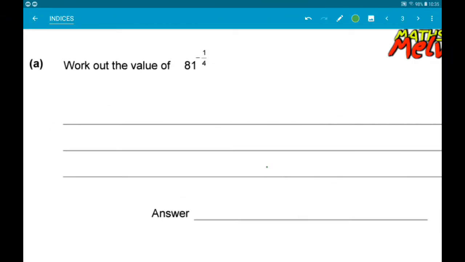Okay, second page, work out the value of 81 to the power of minus 1/4. Okay, so again, let's take care of the negative part first. So this means 1 over 81 to the 1/4. Now that's looking for the 4th root of 81.